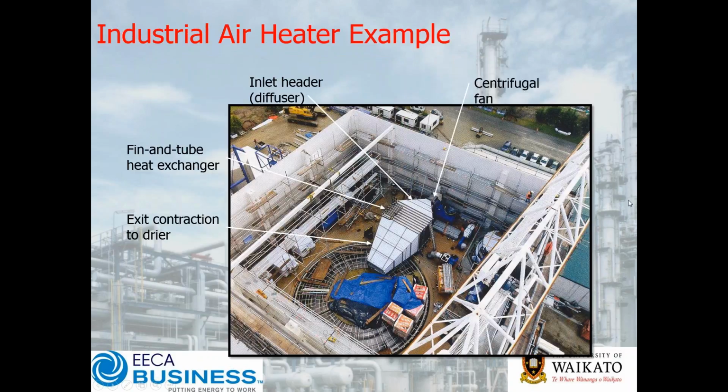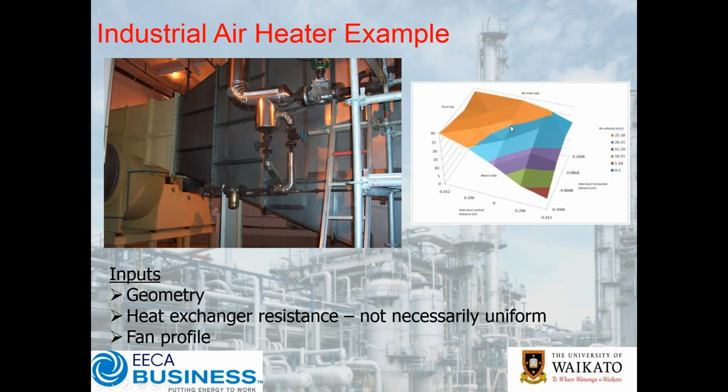So here's an industrial air heater example. I think I may have shown you this picture before. We've got our fan here, diffuser, heater, and then a contraction before this air goes into, in this case, a milk dryer. We've talked about a fan profile coming off the fan here. Obviously, the geometry is a key input. The resistance of the heat exchanger is also an input. It's not necessarily going to be uniform, and then obviously the fan profile is going to dictate what happens.